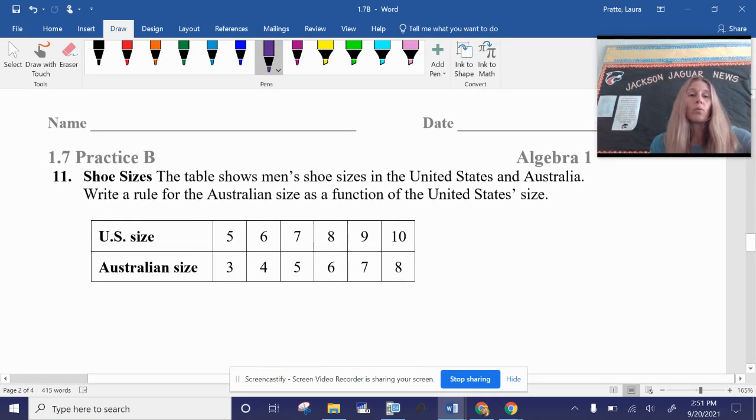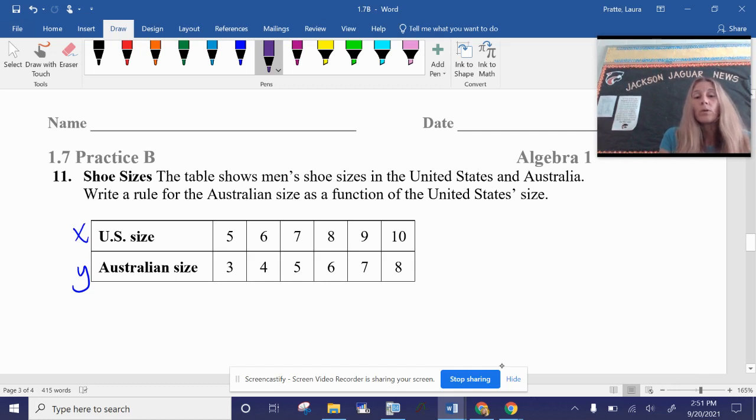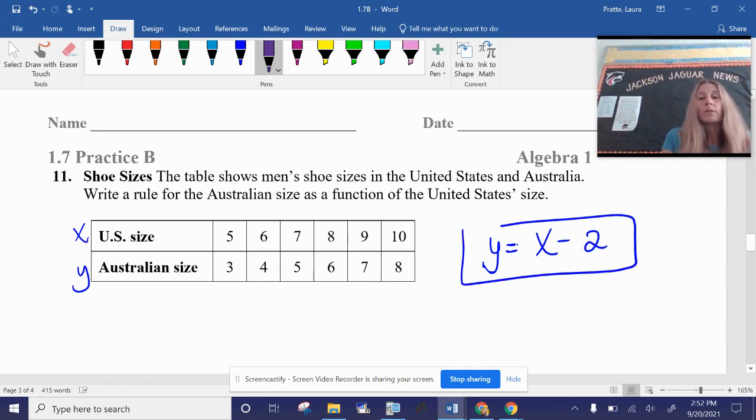And let's take a look at one more. The table shows men's shoe sizes in the United States and Australia. Write a rule for the Australian size as a function of the United States size. So we want this to be the Y and this to be the X. So it looks like the sizes are increasing by 1 here. So it looks like we're taking the US size and we're subtracting 2. And that gives us the function.